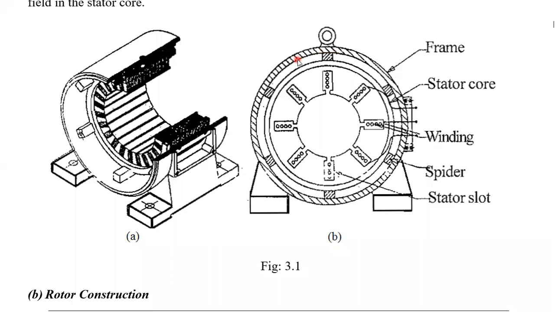So, the direction of the rotating magnetic field. How to change the direction of rotation of the rotor? How to change the direction of rotation of the motor? By changing the phase sequence. This is called the stator winding. The magnetic field is rotated at synchronous speed Ns.